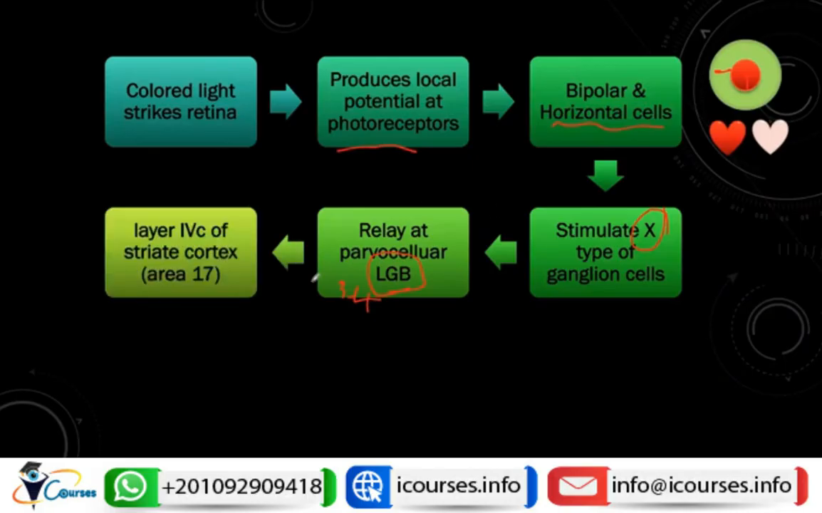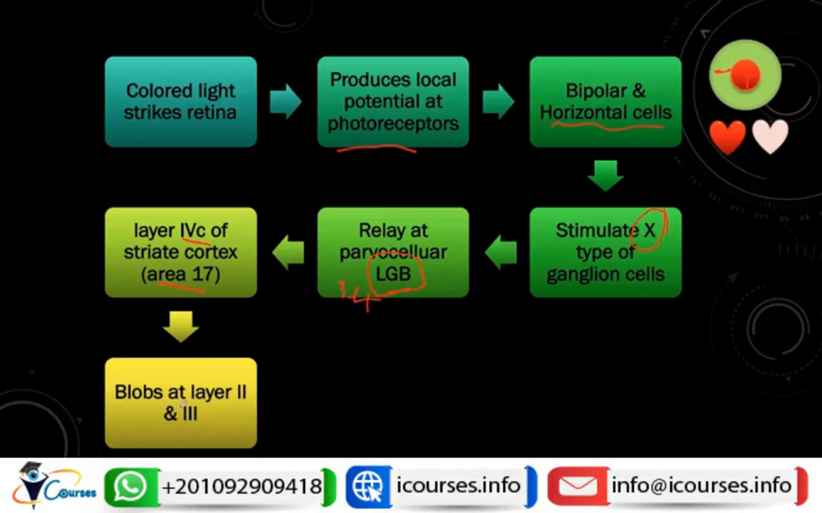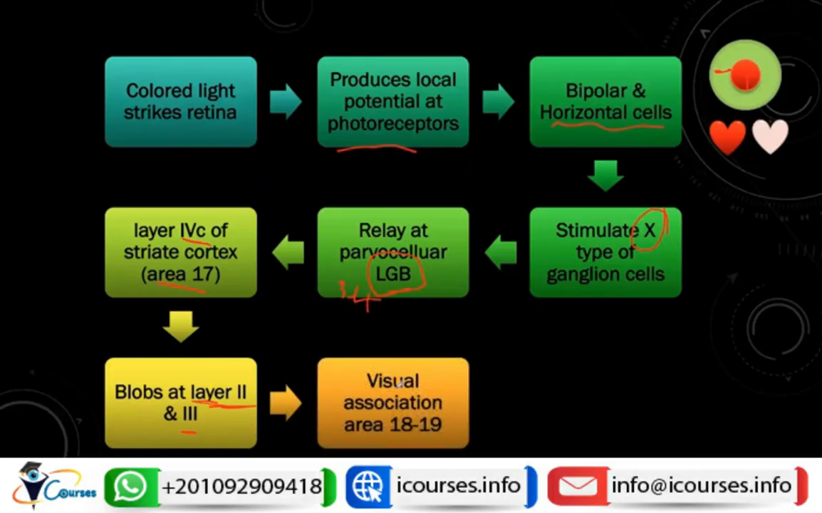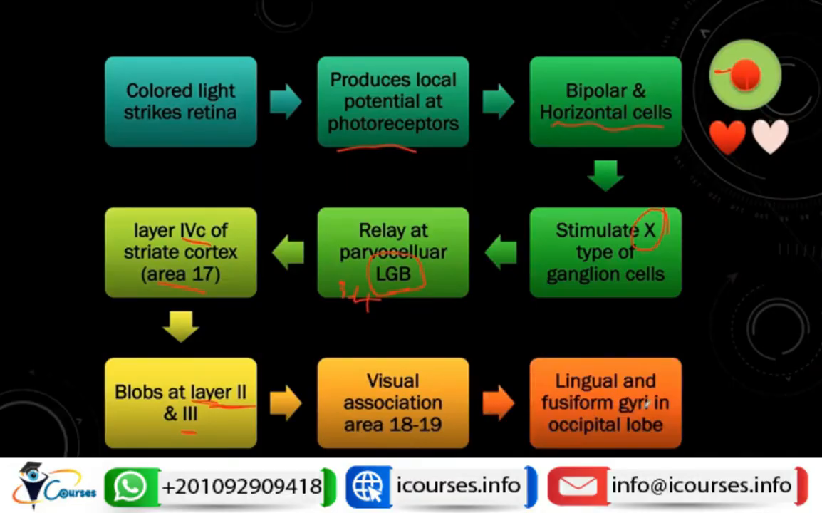Then it will pass to the cortex. So which layer in the cortex? Also we said yesterday, it is layer 4C. So layer 4C in the striate cortex, or area 17, is the layer that receives the most input from the lateral geniculate body, and the color itself will also relay in this layer. Then the color will pass to the blobs at layer 2 and layer 3, also in area 17. Then it will pass into the secondary visual cortex, or the visual association areas 18 and 19, specifically to the lingual and fusiform gyri in the occipital lobe to be perceived.